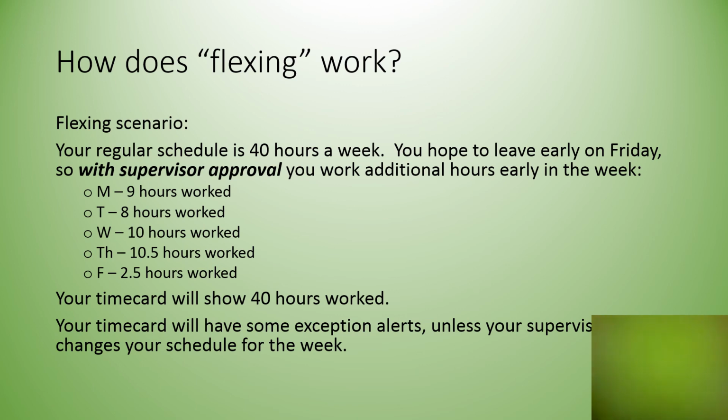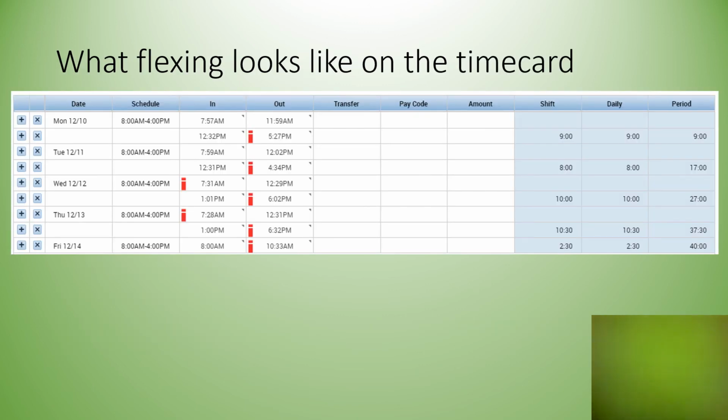Now, let's look at what that's going to look like on the actual time card. As you can see here, this person worked, if you look over in the daily column, 9 hours, 8 hours, 10 and a half. And then on Friday came in at 8 and worked until 10:30 and left for the day. The 40-hour a week had been met by 10:30 on Friday, and that's all the system cares about.